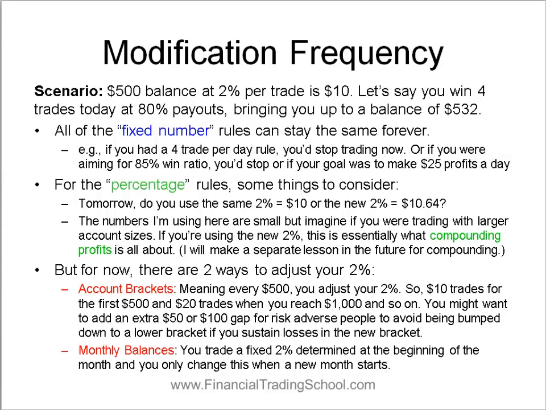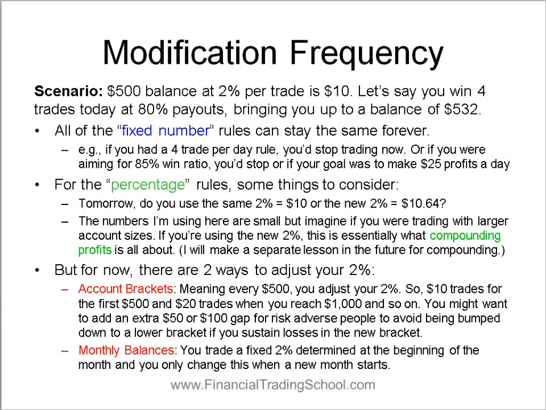As for the second method, which is monthly balances, this is where you trade a fixed 2%, which is determined at the beginning of every month, and you only change this when a new month starts. So let's say you start this month at $500, then 2% would be $10. If you start next month with $750, then 2% would be $15, and you keep $15 for the whole month, and then you change it again the next month.